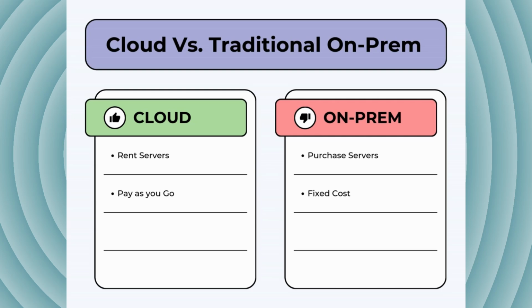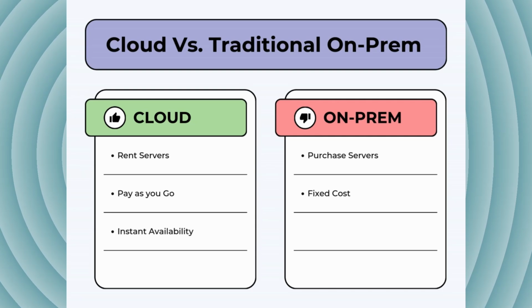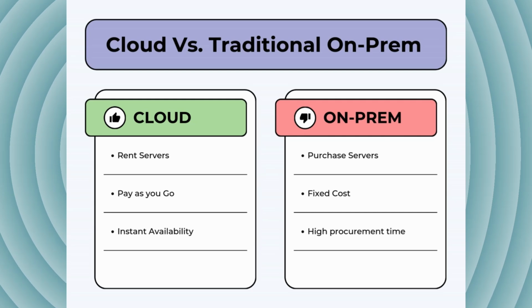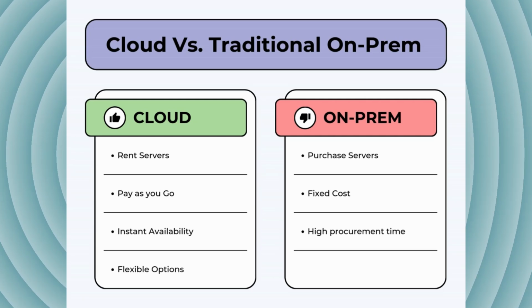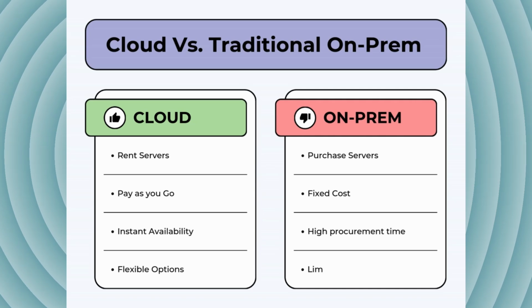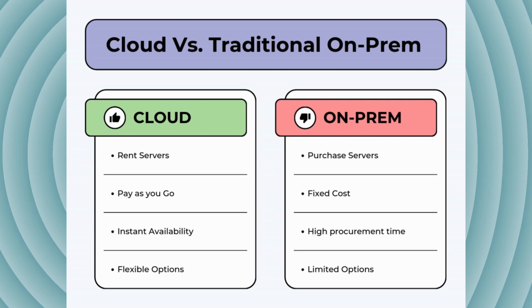In case of cloud, you have instant availability of resources. You just hit a click and then you get the resource. That is not the case of on-prem. You have to talk to your procurement team, they will place orders and then you would get the servers. Cloud gives you flexible options as well. Different machine types, machine sizes, high power, low power, whatever you want, you would get that in cloud. Compared to on-premise where you have limited options. Whatever you have procured, that is what you have to live with.